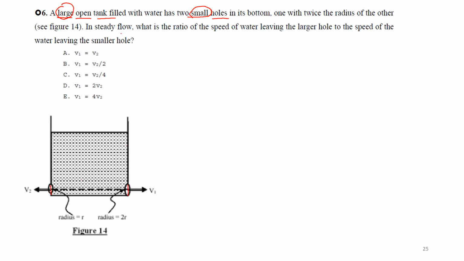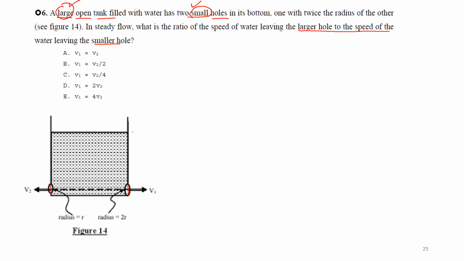In steady flow, I'm putting you in the condition of an ideal fluid in motion: steady flow, non-viscous, irrotational, incompressible. What is the ratio of the speed of water leaving the larger hole to the speed of water leaving the smaller hole? Okay, good. So the speed here, V1 with respect to V2, are they equal? Is the ratio less or more than 1? We will see. But again, this is very important, large tank and small holes.